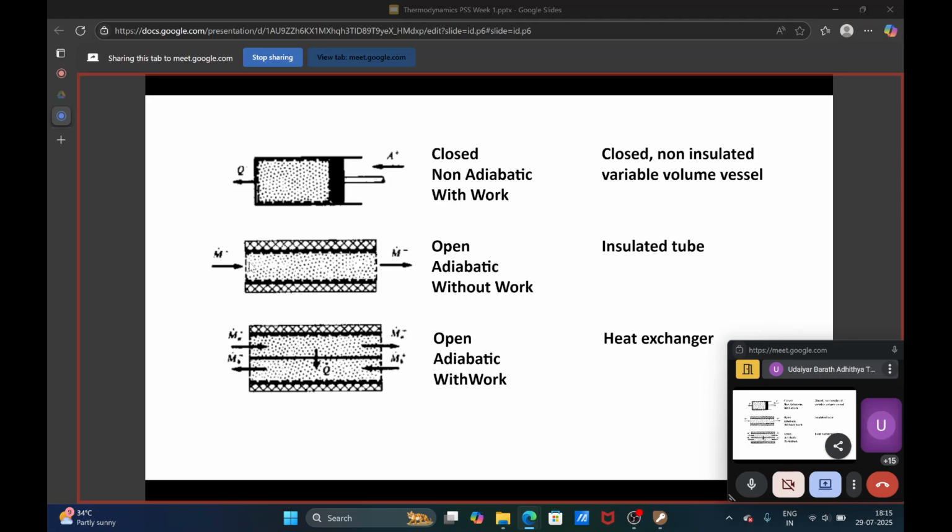Then you have a pipe which is insulated. So there is no heat transfer, but fluid is flowing inside. So this is an example of an open system. For an open system, it is not necessary that you have both mass and energy transfer. You can have either of them. In an open system, you need to have mass transfer, while the energy transfer can be as heat. Here you will also see some work transfer in a later part of the course.